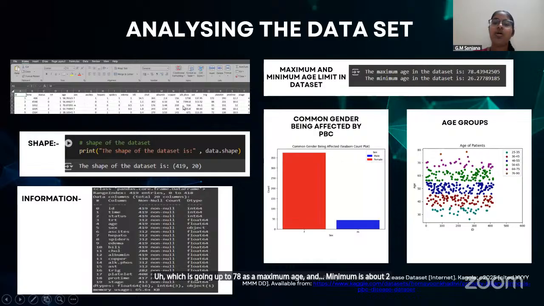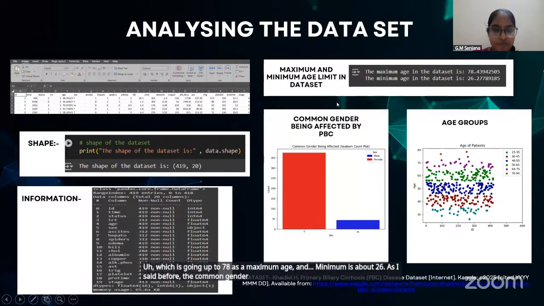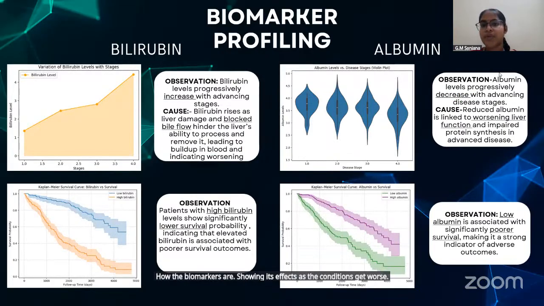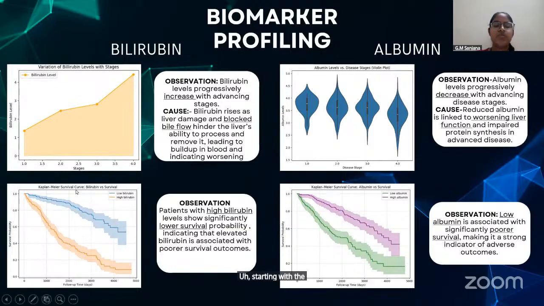As I said before, the commonly affected gender is female, and males are not affected as much, as shown in the graph. Mostly middle-aged people are getting affected with this kind of PBC. I took this data set and wanted to know how the biomarkers show their effects as the condition gets worse, starting with the profiling, beginning with the bilirubin.